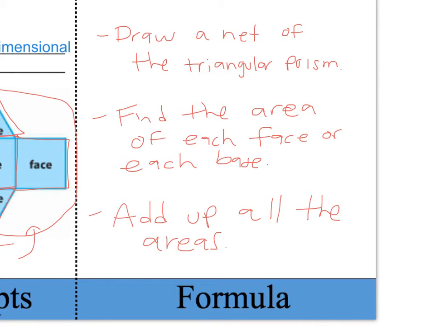So once you draw your net first, find the area of all the faces and add them up, you will get your surface area. And remember, since surface area is still talking about area, our units would be to the second power. So let's use these key concepts to discuss the following examples.